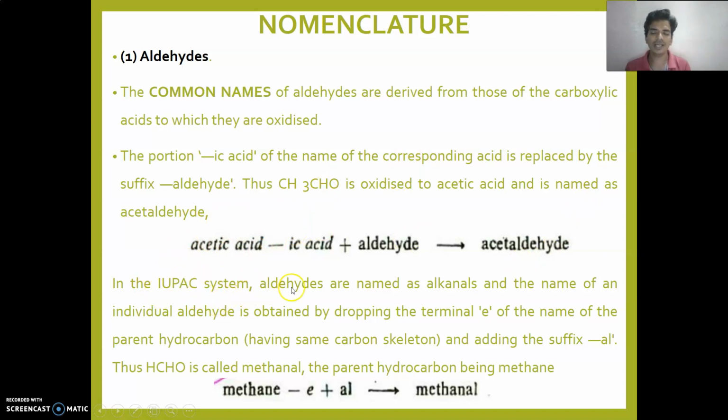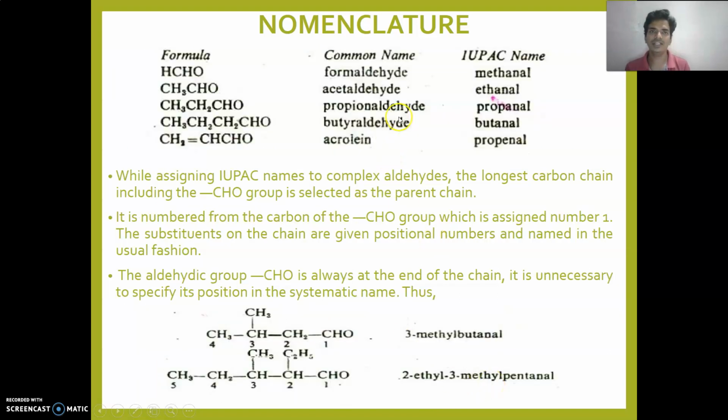In the IUPAC system, aldehydes are named as alkanals, and the name of an individual aldehyde is obtained by dropping the terminal e and adding al as the suffix. So HCHO, from methane, is converted into methanal. Then there are different examples: HCHO, formaldehyde, common name, IUPAC name methanal; acetaldehyde becomes ethanal, propionaldehyde becomes propanal, butyraldehyde gives butanal, and acrolein, the common name, becomes propenal.